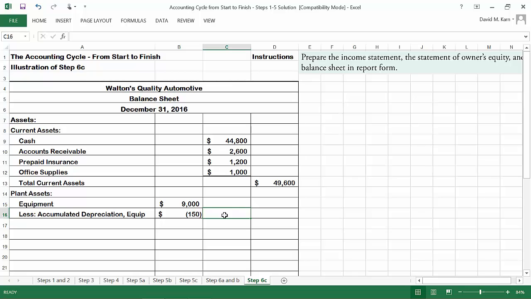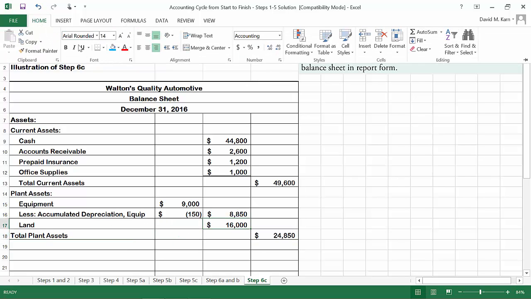So we have 9,000 minus $150. So we know that we are at $8,850. And then the other plant asset that we have here is land, and that's $16,000. Okay, so our total plant assets can now be added up. Total plant assets come out to be $24,850. And we have that to total up there. We'll put a line there.